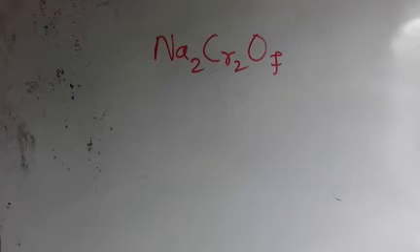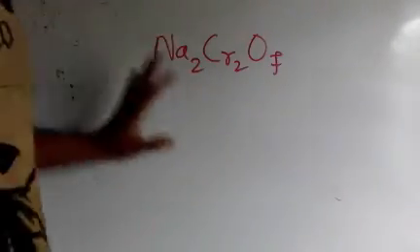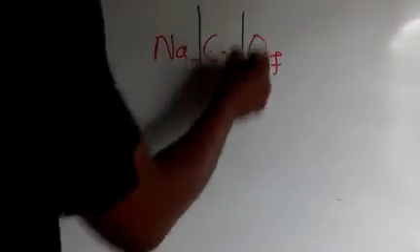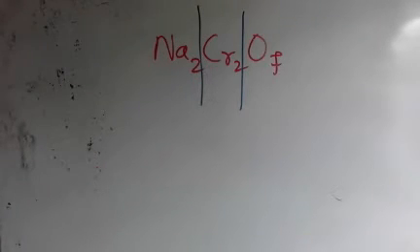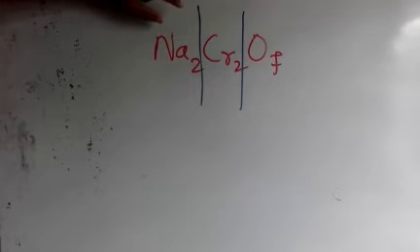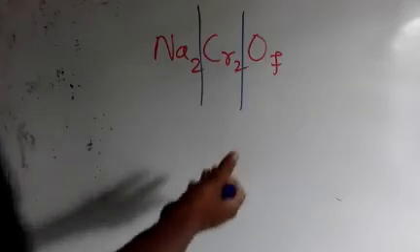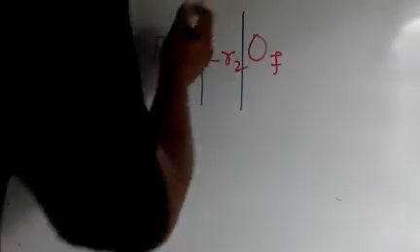Consider this compound, sodium dichromate. Here the sum of the oxidation numbers should be 0. So we take it like this. I separate it: on the upper side I will put the oxidation number of the element, the ion. Then down below I am putting the collective oxidation number of that. So here +1, here -2.